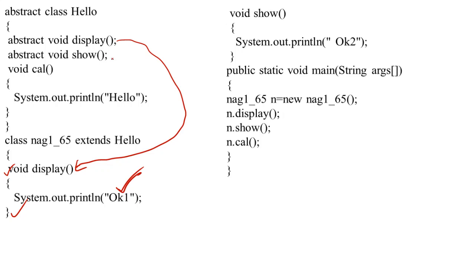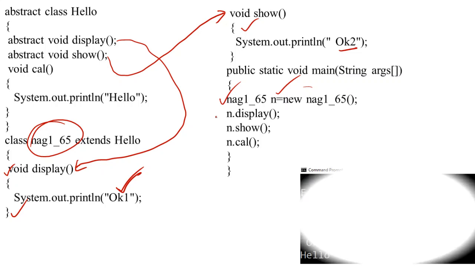Now where will I go? This is another abstract method for which I have to provide a body. I am providing the body, just displaying OK2. Public static void main string args. We know the meaning of it. I am creating an object. For whom am I creating it? I am creating an object for the subclass. Class name space object name equal new class name. N is my object name.